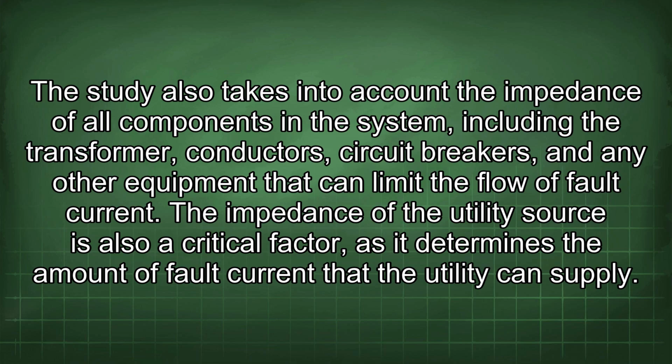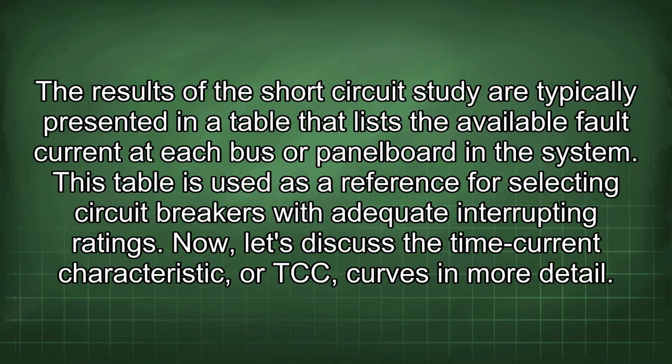The study also takes into account the impedance of all components in the system, including the transformer, conductors, circuit breakers, and any other equipment that can limit the flow of fault current. The impedance of the utility source is also a critical factor, as it determines the amount of fault current the utility can supply. The results of the short circuit study are typically presented in a table that lists the available fault current at each bus or panelboard in the system. This table is used as a reference for selecting circuit breakers with adequate interrupting ratings.